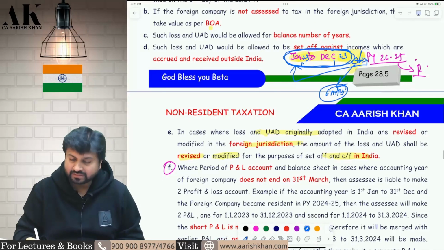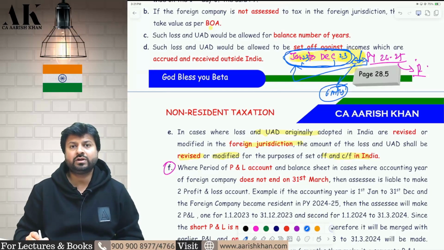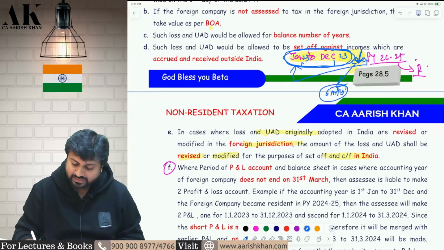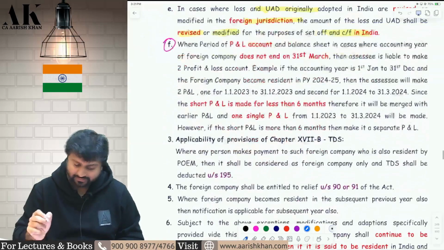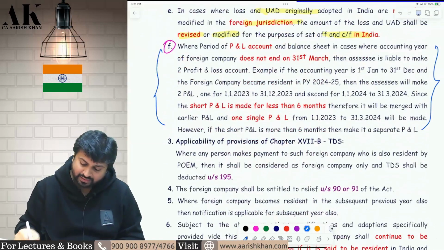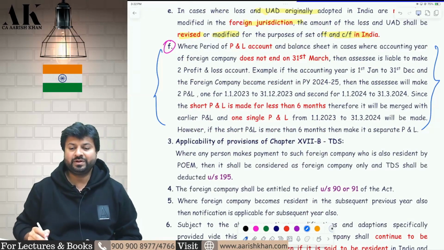What if this interim period is more than or equal to 6 months? If it is more than or equal to 6 months, then you will consider this to be a separate financial year and this to be a separate financial year. I have given an example over here. You can check this example over here. I hope it is clear to all of you.